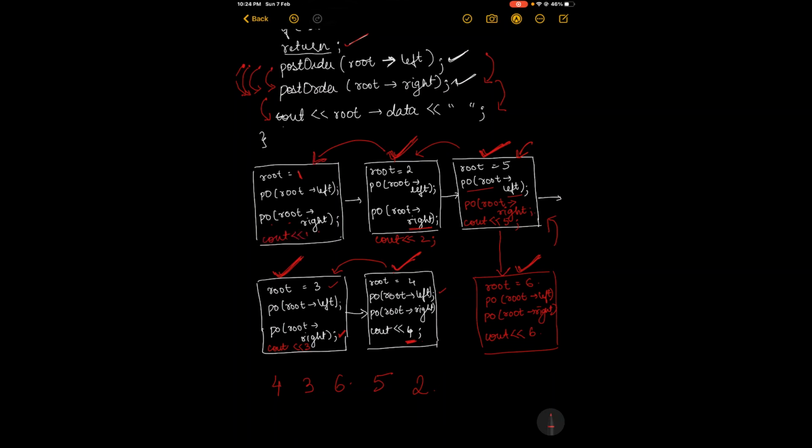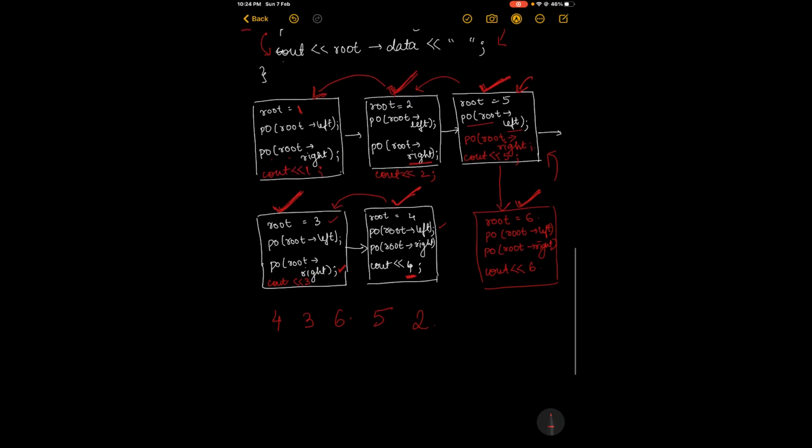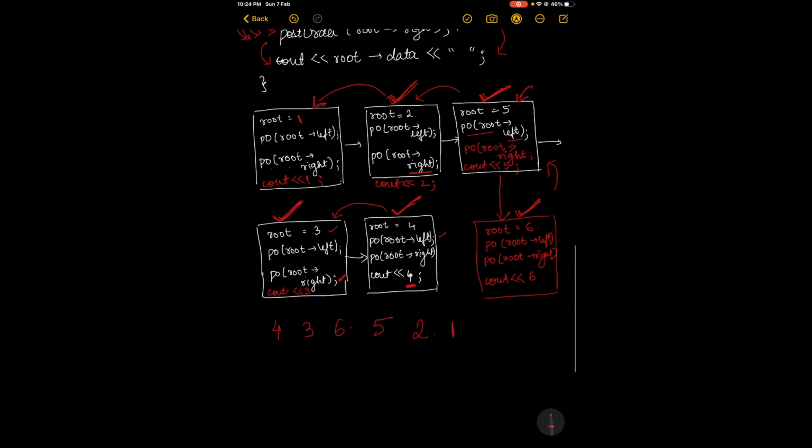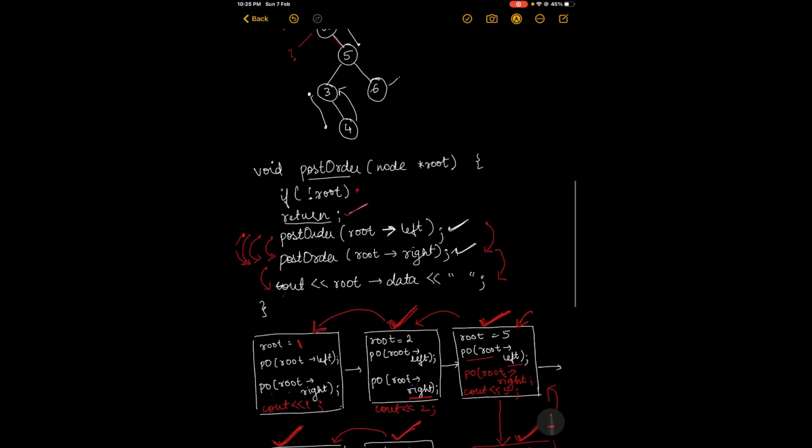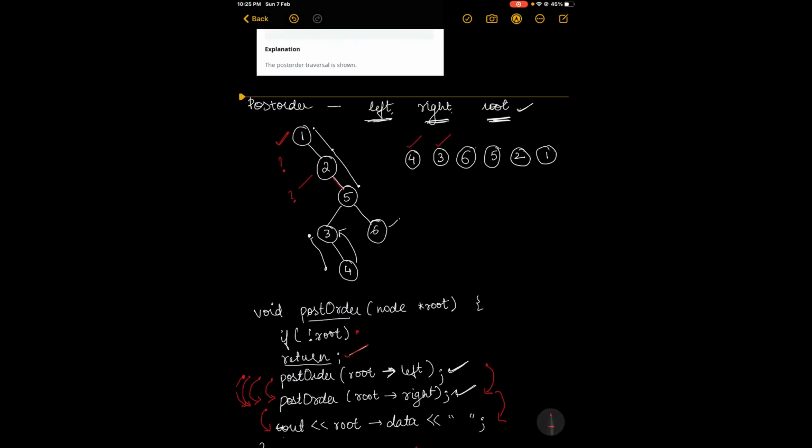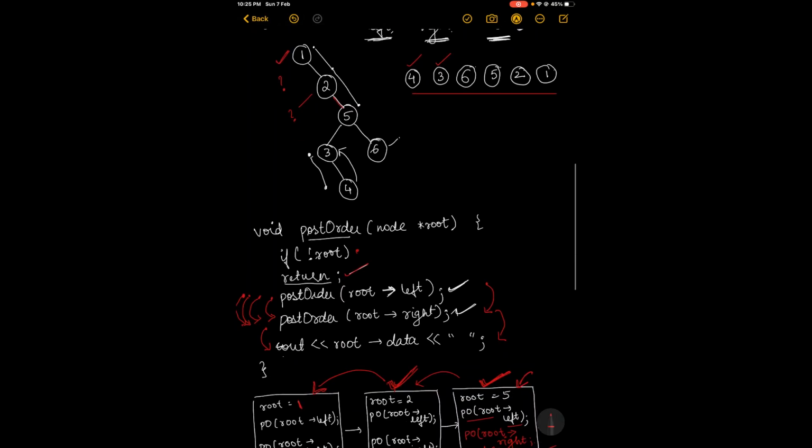Once this block is fully executed, we'll go back to the previous one and say cout 1. So now 1 will be printed. So 4, 3, 6, 5, 2 and 1. And this is what our output should be. So I hope this was clear, and let's now code the solution.